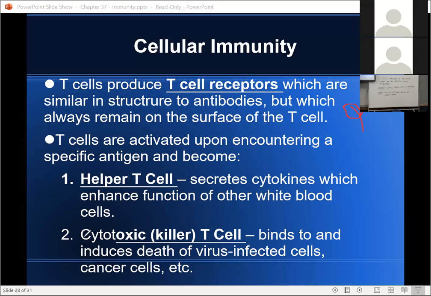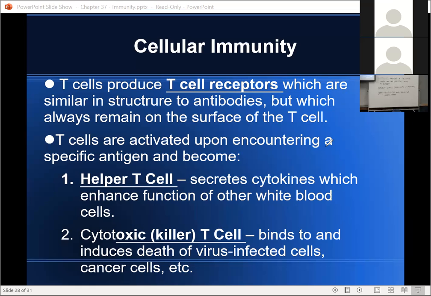Another type of T cell is the cytotoxic or killer T cell. This binds to and induces the death of virus-infected cells, cancer cells, etc. Once pathogens get inside of cells, we really don't have a mechanism to get rid of the pathogen without killing the cell. So cytotoxic T cells, or killer T cells, recognize these infected cells and send them a chemical signal that basically says kill yourself. Then that cell will undergo apoptosis.